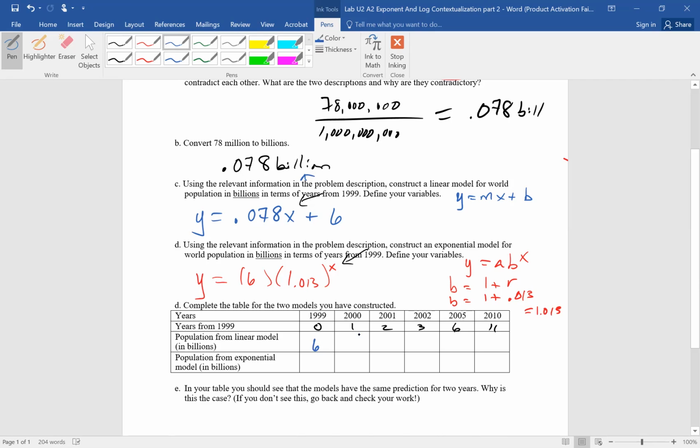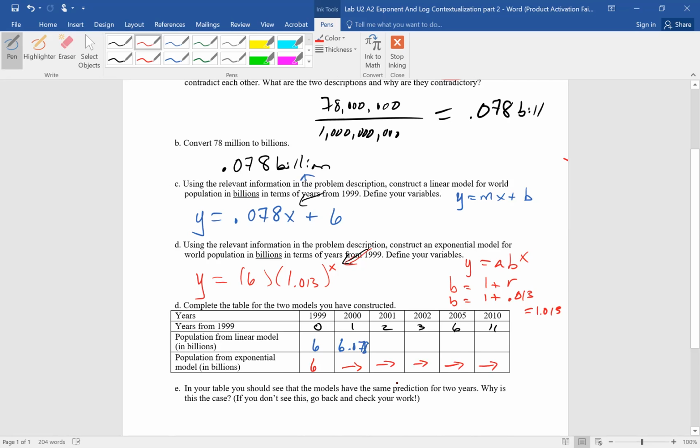And you could plug in 1 and you'd get 6.078. And you could keep plugging in values. Same thing for the red function. If I plug 0 into the exponent there, 1.013 to the 0, anything to the 0 is 1. So 1 times 6 would be 6. And you could keep plugging in the values successively the whole way.